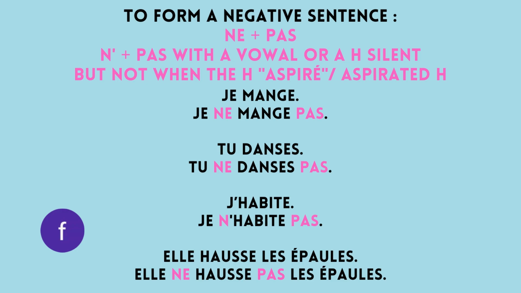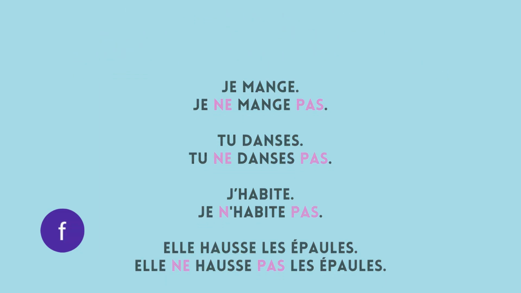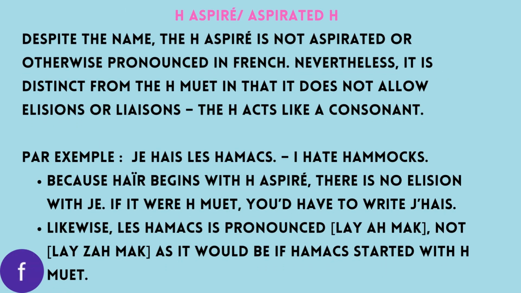So basically, you have to pronounce every word. Elle ne hausse pas les épaules. We can't say elle n'ose pas les épaules. It's elle ne hausse pas les épaules. So let's have a look at an explanation of the aspirated H to hopefully help you understand by its own definition.